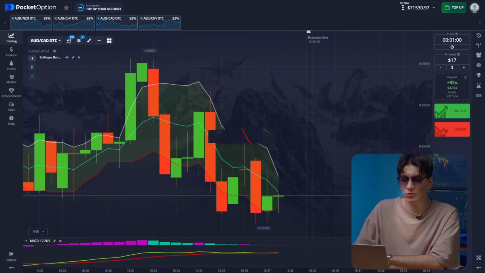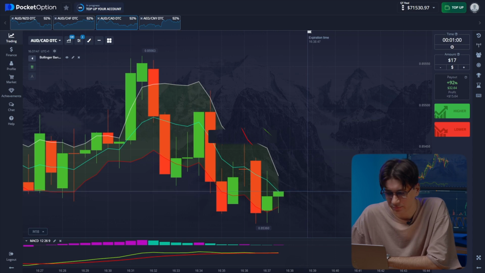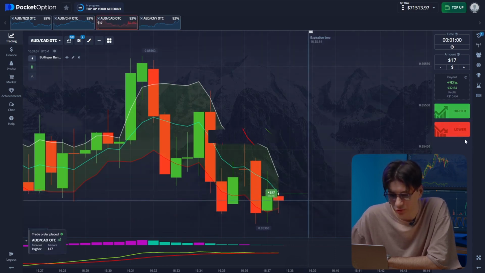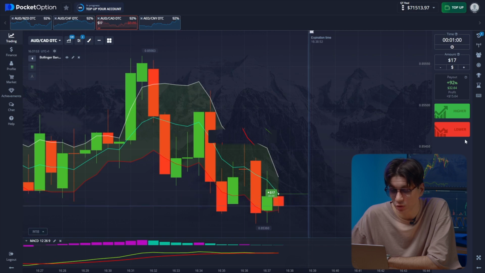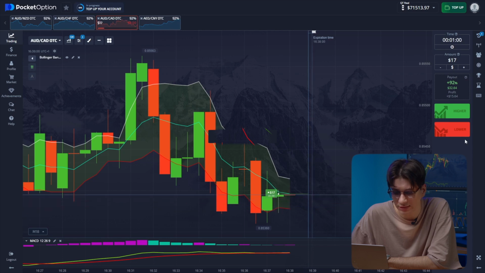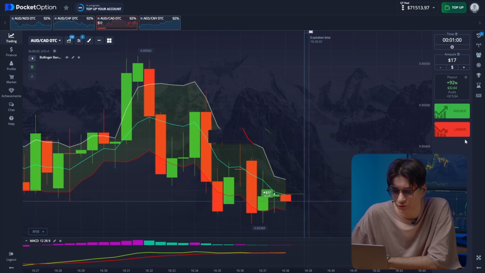Let's continue. Now it's the Aussie and Canadian pair. I'll invest 17 this time, hit higher. The price dropped to the support level and now it's moving sideways. Based on the entry point, I predict an upward movement. Both indicators are also tightly compressed, suggesting a trend reversal is coming.